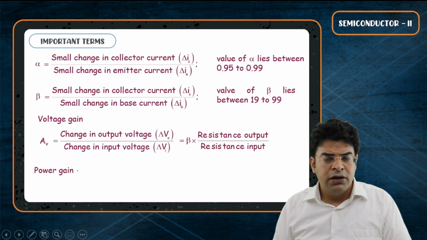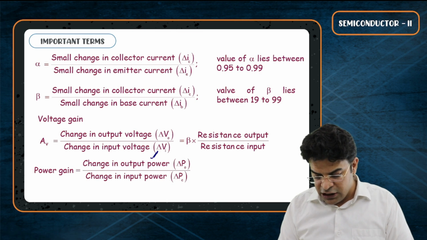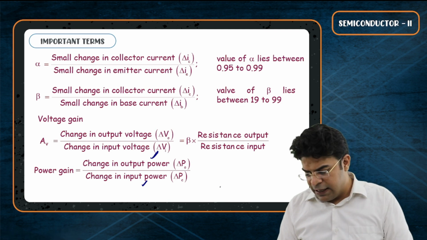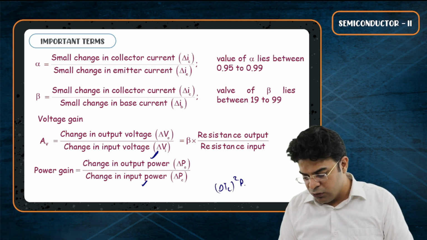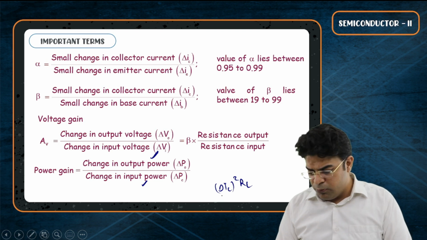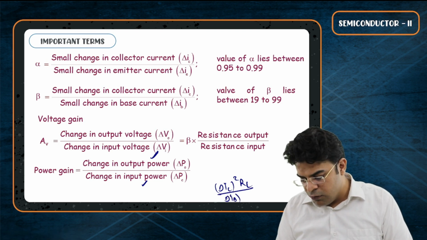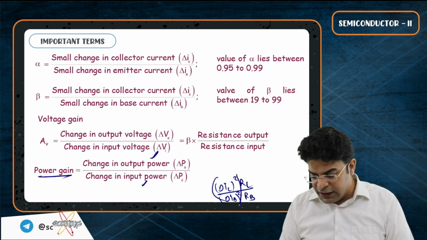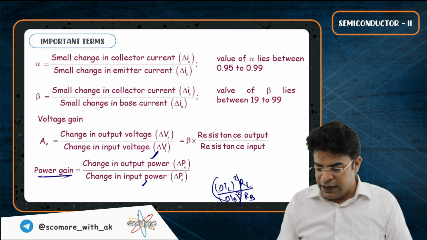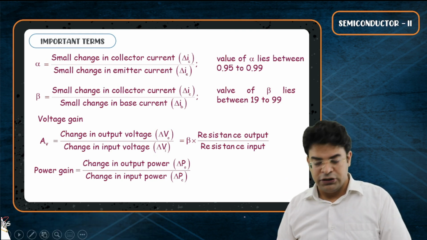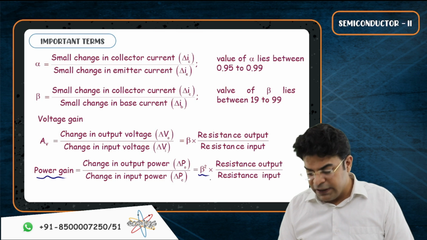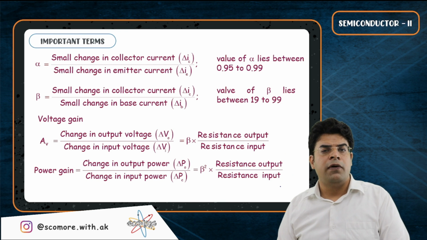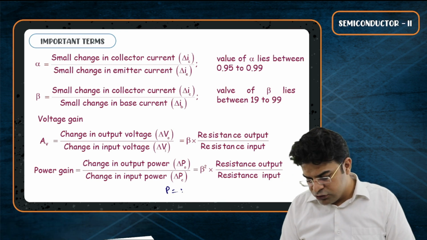We need to talk about one more important thing here, that is called power gain. What is power gain? Power gain is change in output power upon change in input power. We can write the change in output power as delta IC whole square into RC, and the change in input power as delta IB whole square into RB. So can I say that power gain equals beta square, the current gain whole square, times output resistance upon input resistance.